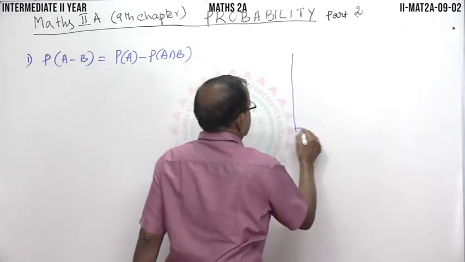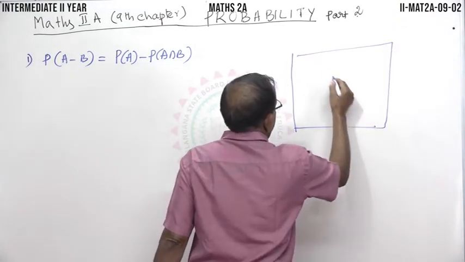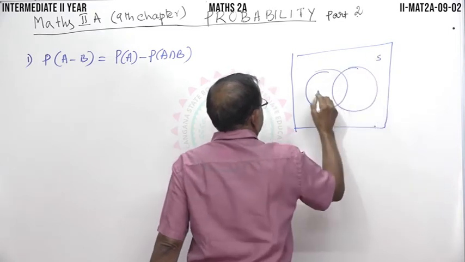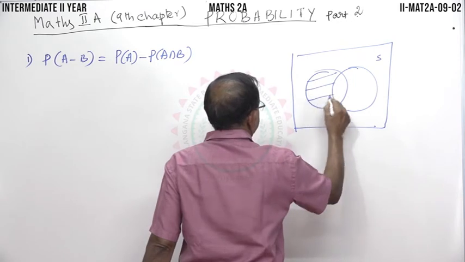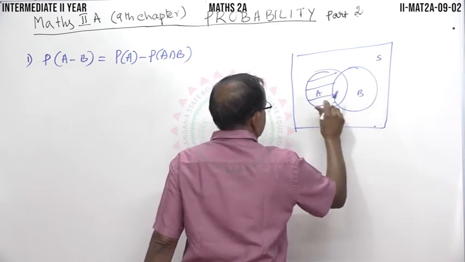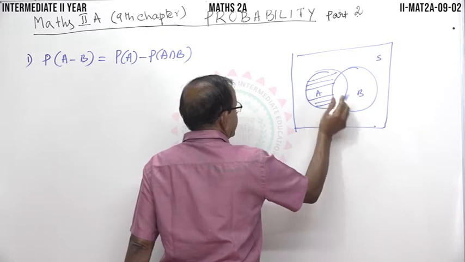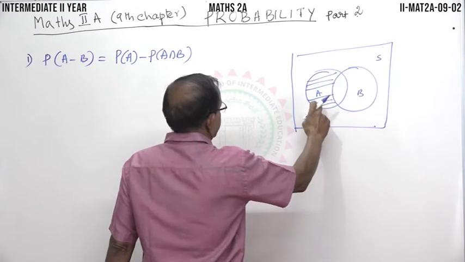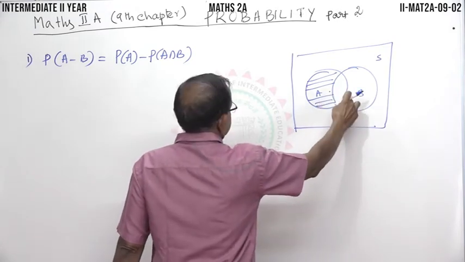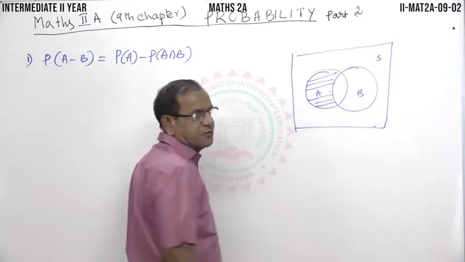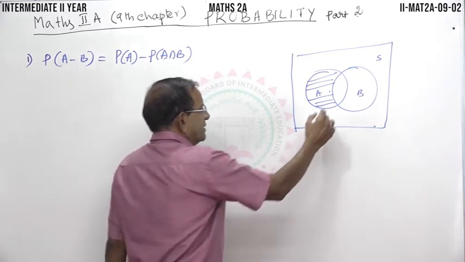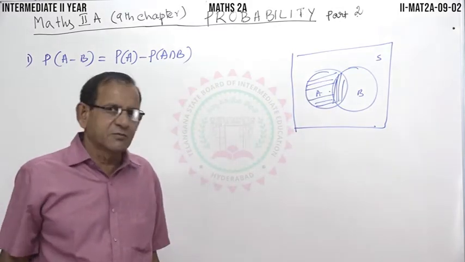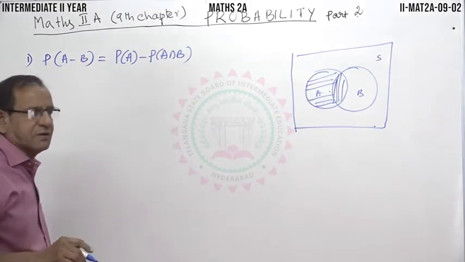Actually, this is A and this is B. This part is called A minus B. The shaded part is A minus B. But we take it as P of A minus P of A intersection B. This part we are removing, the common part. From A, we are removing the common part. So it is equal to P of A minus B.